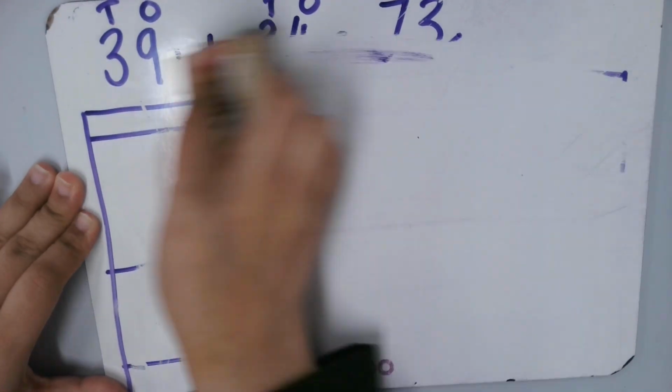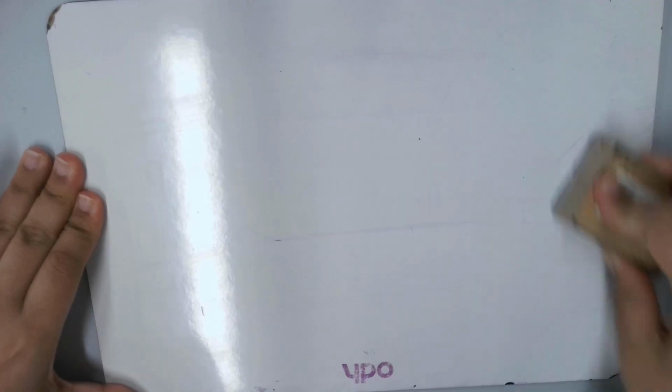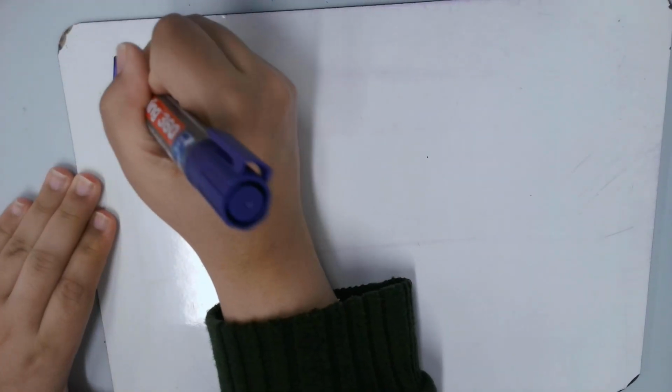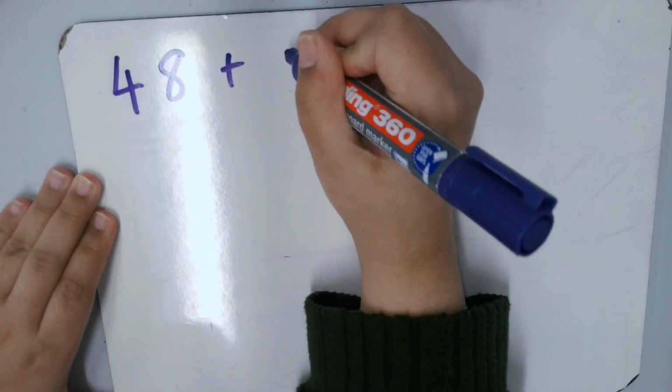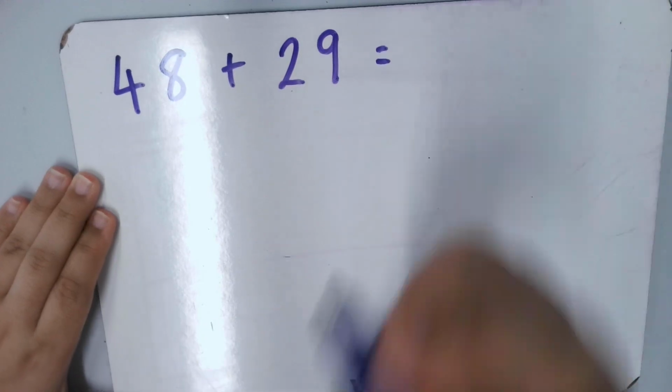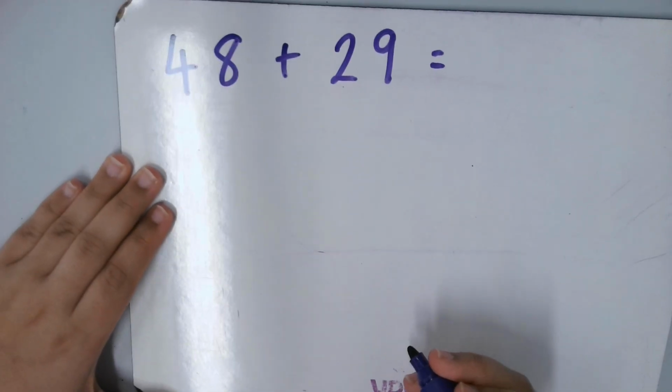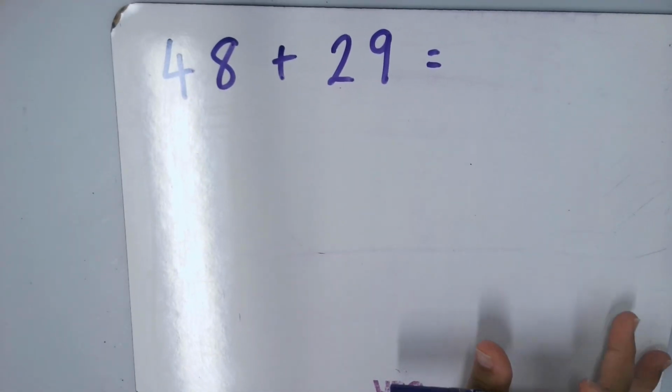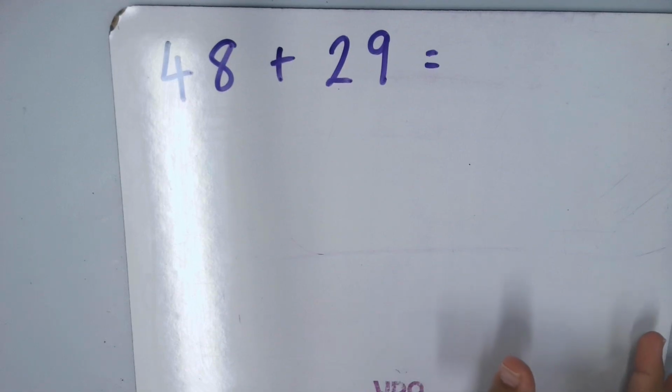Let's do another one. I'm going to give you one to have a go at now. I want you to do 48 add 29. Pause the video now to have a go and see what you get. When you're ready, press play and we can work it out together.